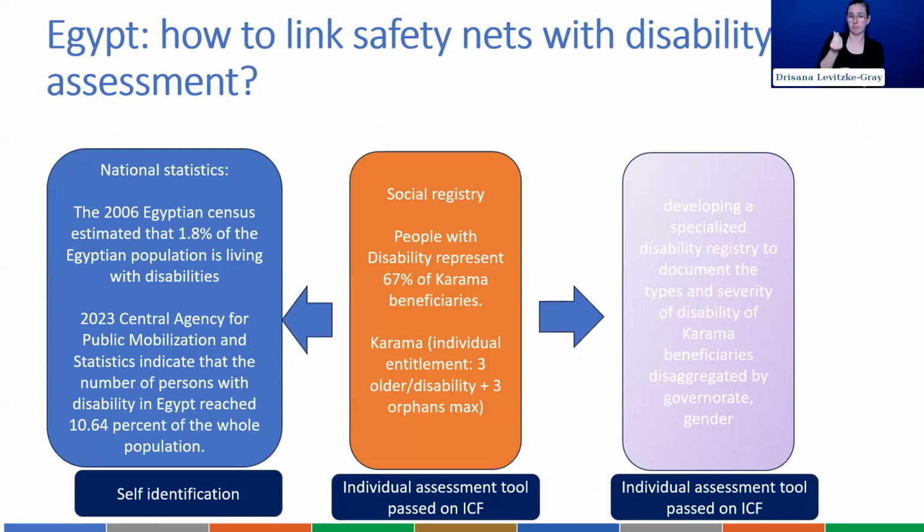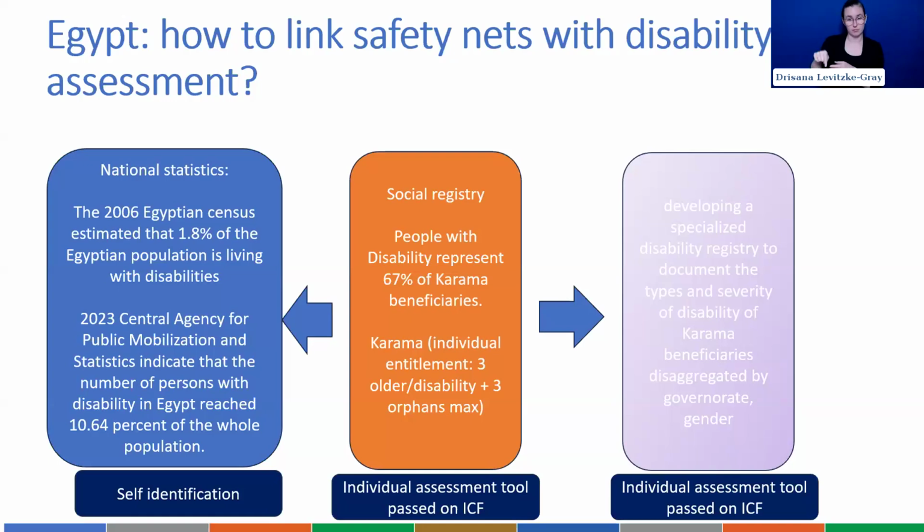Actually, the government of Egypt was aware of the problems of persons with disability, and they started by developing individual assessment tools, which is more complicated, but based on ICF, which was connected to the cash transfer. The person with disability was assessed individually, and afterwards, if they have the eligibility, they have the top-up for the existing cash transfer. So the next step of the project, which will be supported as well by the World Bank, is to develop a specialized disability registry, which we are working on.